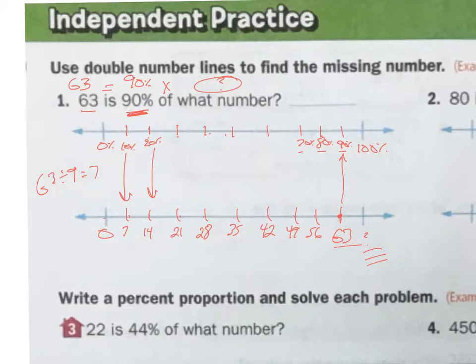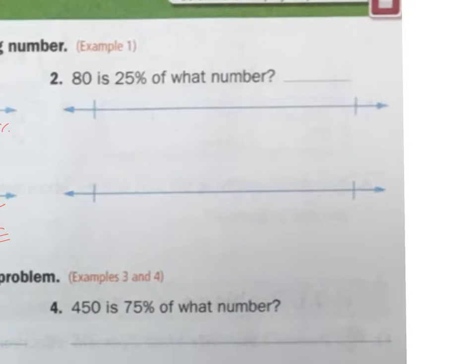So 63 is 90% of what? Well, if all of these were plus 7, the last one has to be plus 7 too, which gets me 70. So 63 is 90% of 70. So if I take 90% times 70, it's going to get me 63.